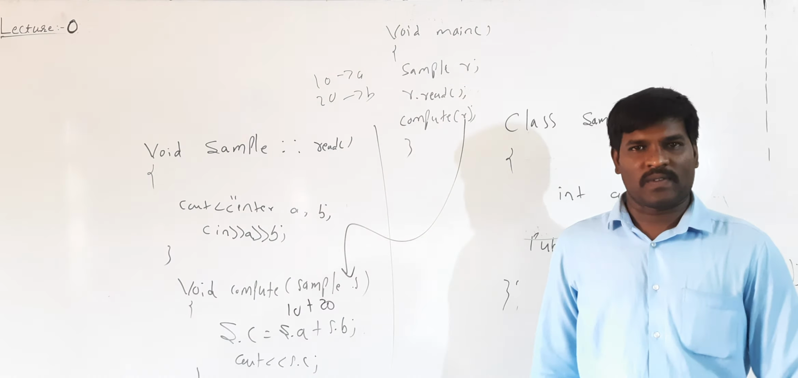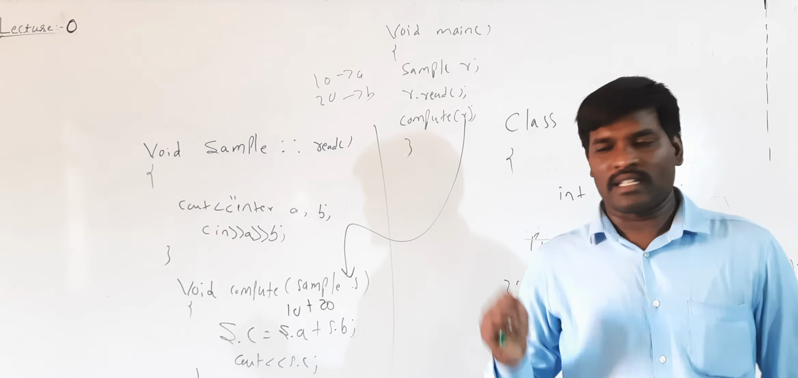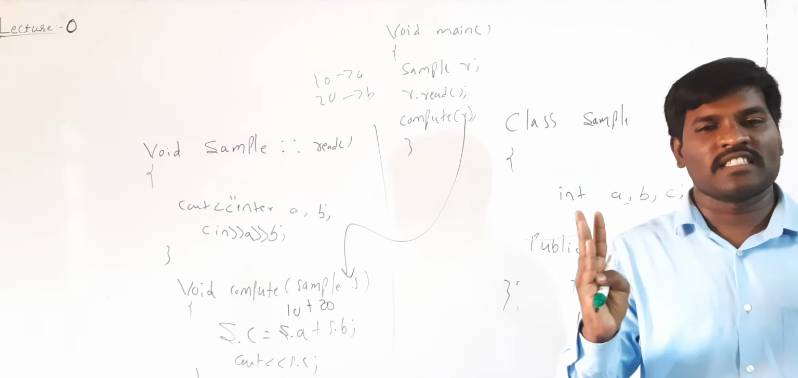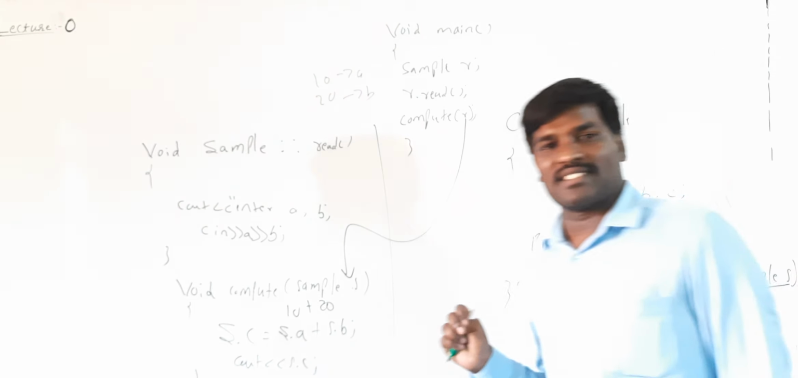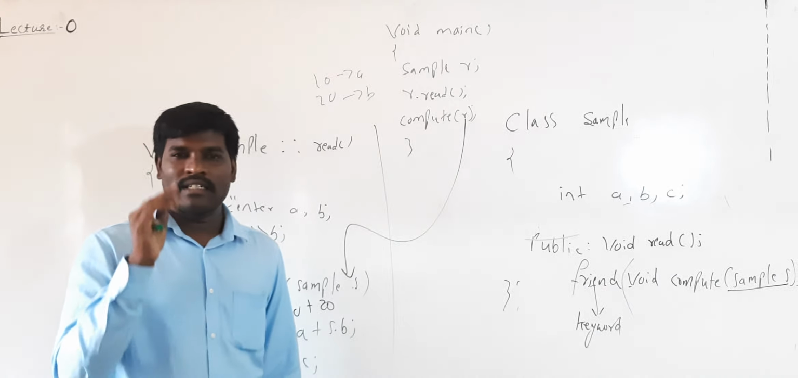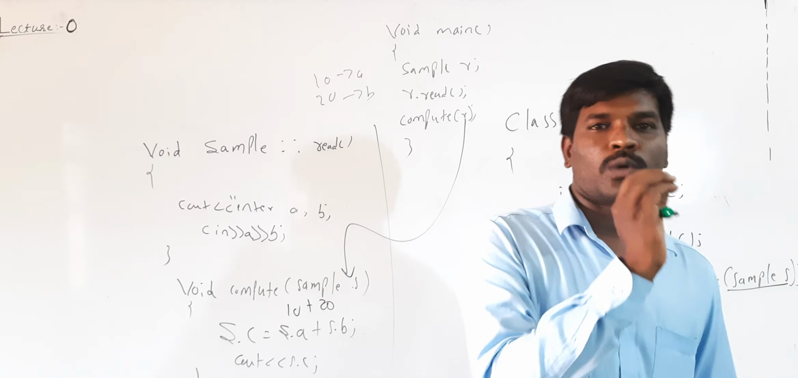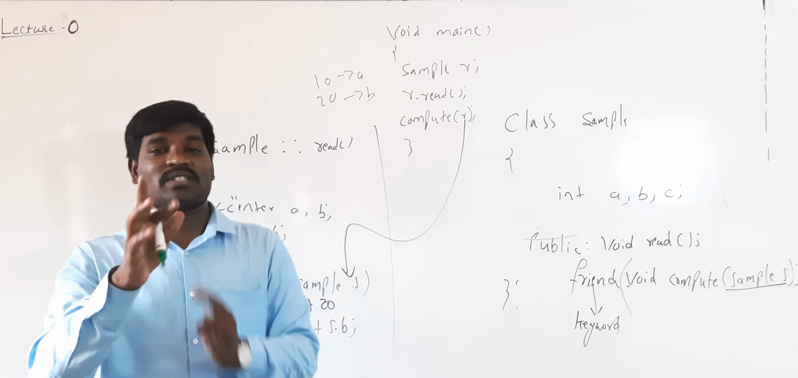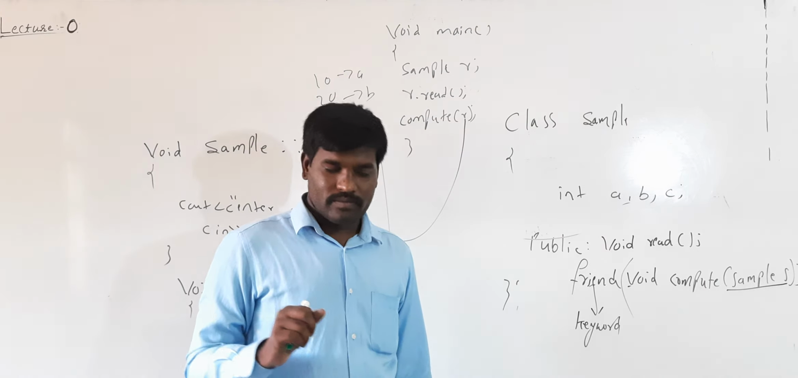Characteristics of friend function. So minimum we have to write 5 characteristics. Okay. The first characteristic is the friend function is not a member of the class, but it has all rights to access the private and protected members of the class. Okay. It is similar to the definition. So whatever we have to mention in the definition, the same definition is the first characteristic of friend function.